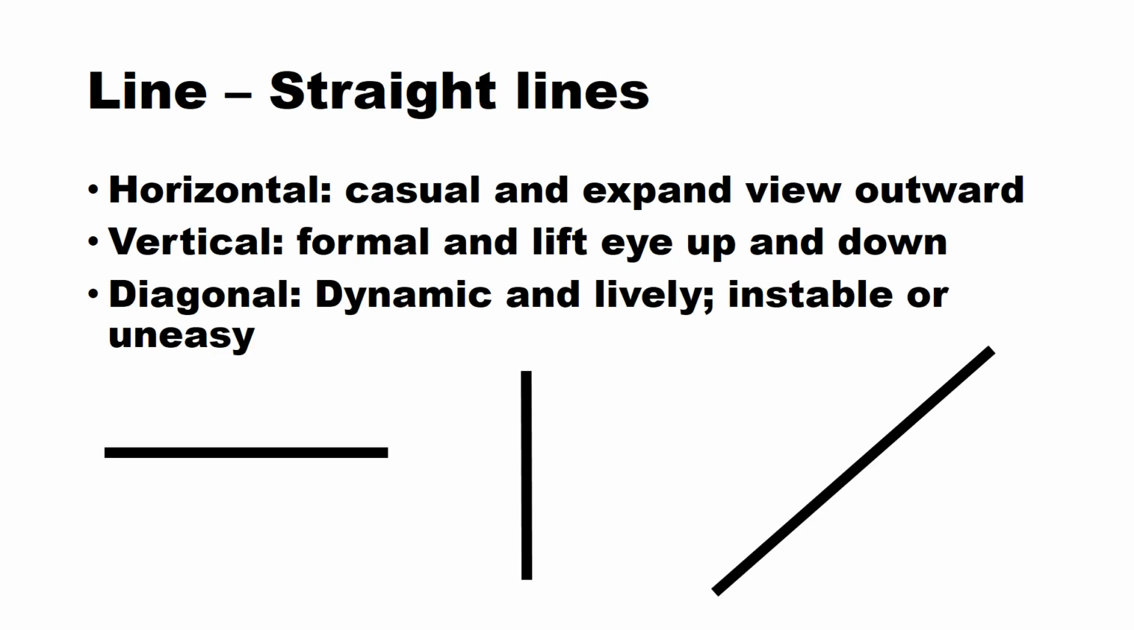You have what are called straight lines. There are three types. You have your horizontal, which is the first one here. It's casual and expands your view outward, like the horizon. Then you have vertical, which is more formal, and they lift the eye up and down, as we see in the middle. And then you have diagonal, which is very dynamic and lively, but it can also be very unstable and uneasy. As you see with a diagonal line, this makes you think a little unstable and uneasy. Could this line fall over? We don't know. Versus the vertical one, straight up and down, versus the horizontal one, which has already fallen over. So we don't know, but that's one of the big things. These are the three straight lines.